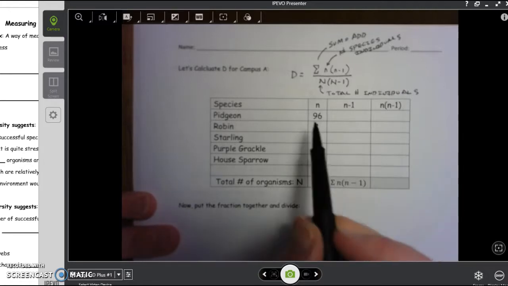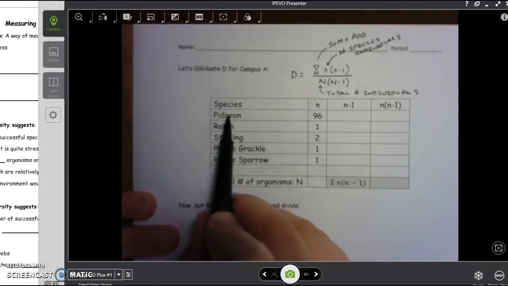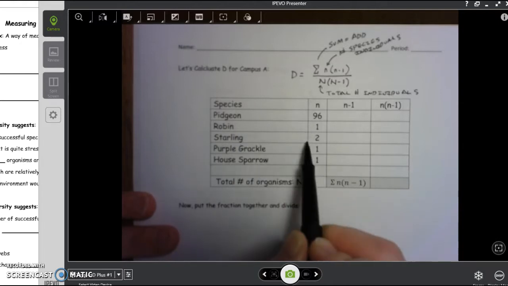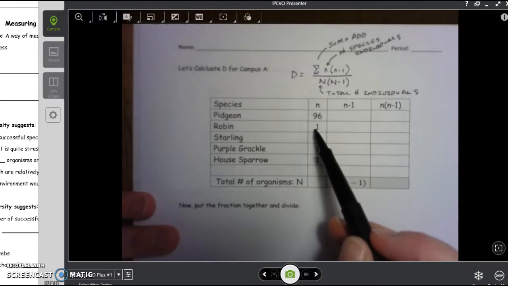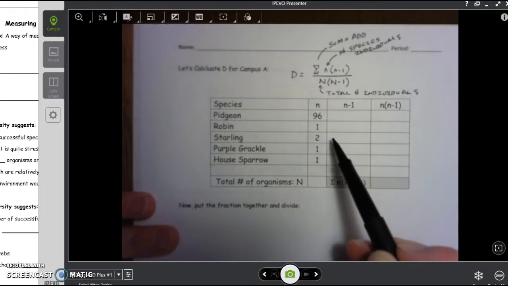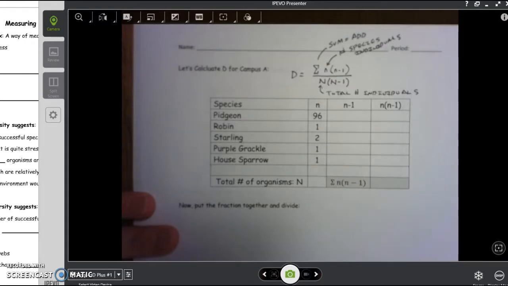Now, for each species, we have a number of individuals, and that is what our little n represents. So for the pigeon, it's 96. For the robin, it's 1. For the starling, it's 2. For the purple grackle, 1. So on and so forth.